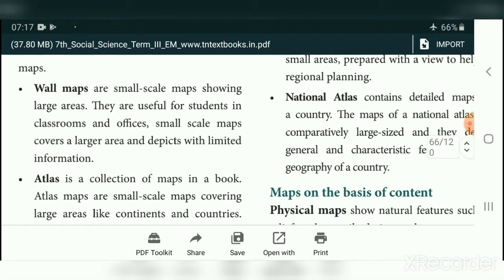Wall map or small scale map. It shows a larger area and is useful for students in classrooms and offices. Small scale maps cover a larger area. A continent can be seen fully on a map and depicted with limited information, but it gives smaller information only. We can't expect greater information in a wall map or small scale map.